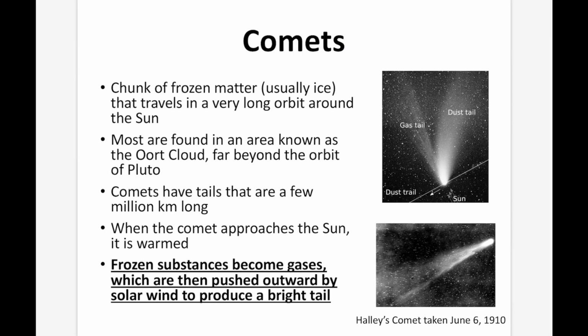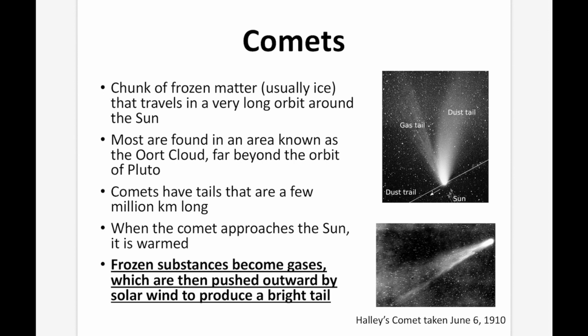Now, the last type of object we're going to talk about are comets. Comets are chunks of frozen matter, usually ice, that travels in a very long orbit around the sun. Most are found in an area known as the Oort cloud, which is far beyond the orbit of Pluto. Comets have tails, which are a few million kilometers long. When the comet approaches the sun, it's warmed. The frozen substances become gases, which are then pushed outwards by solar winds to produce the bright tail.